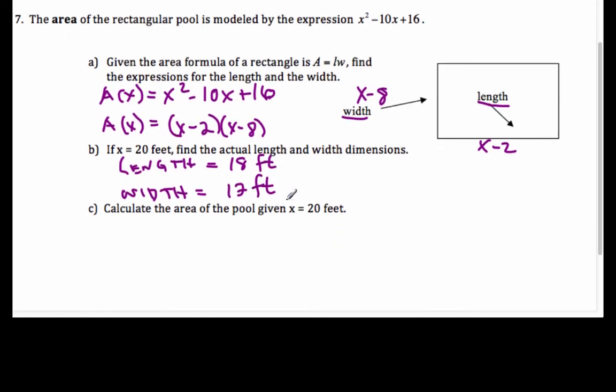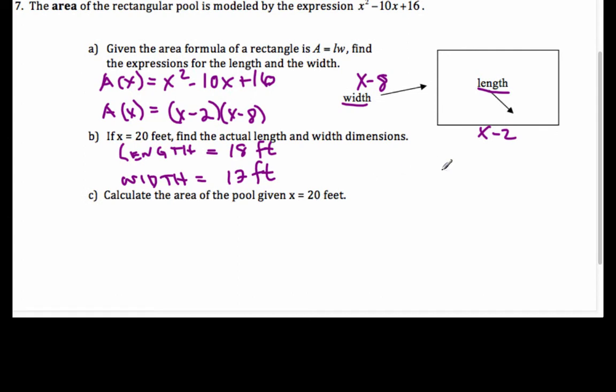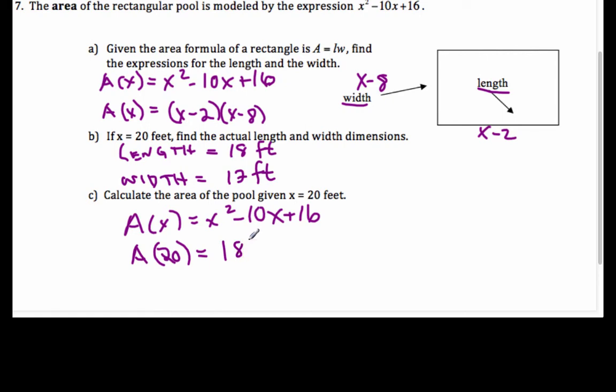Calculate the area of the pool given that x is 20. Well, wait a minute. Area, let's go back to here. Area of x is going to be given by this entire equation. Now, I could sit here and substitute 20 in for each thing. Bing, bang, boom, done. But I already know what the length and the width are. So if I want the area with 20 being the x, that's nothing more than 18 times 12.